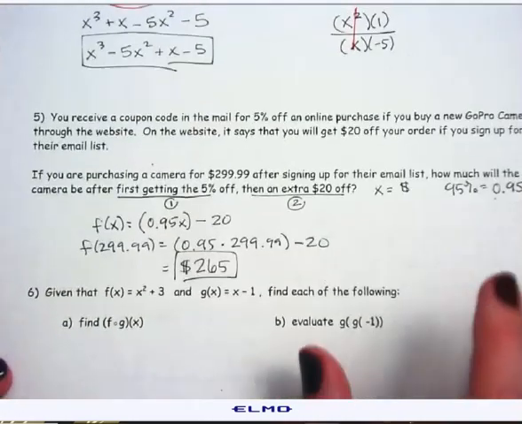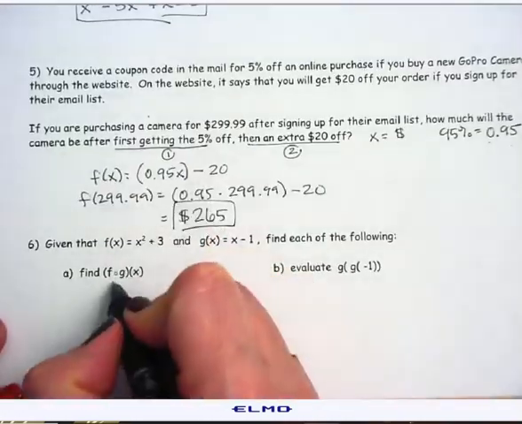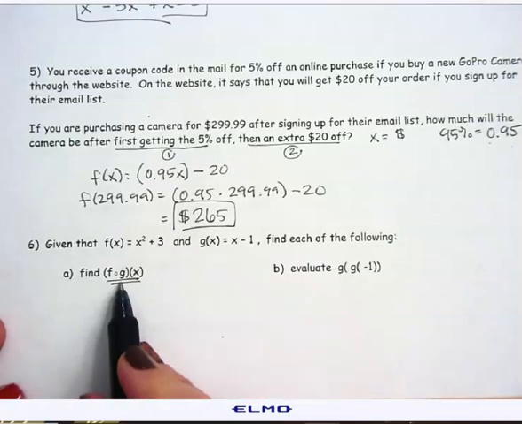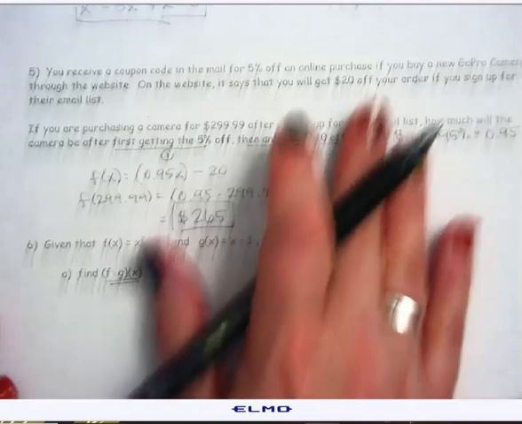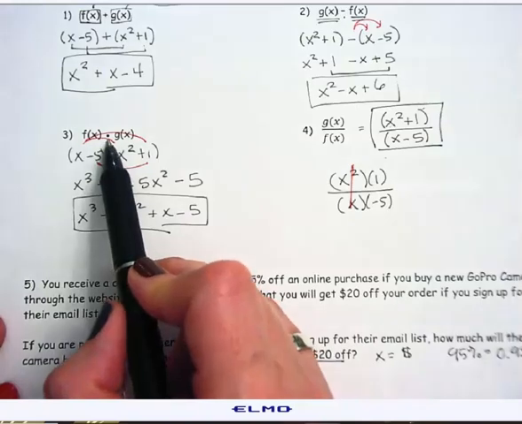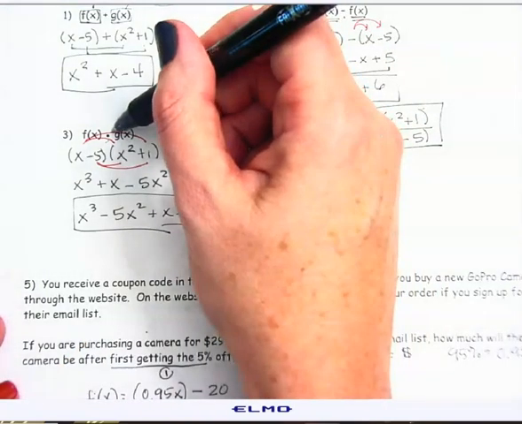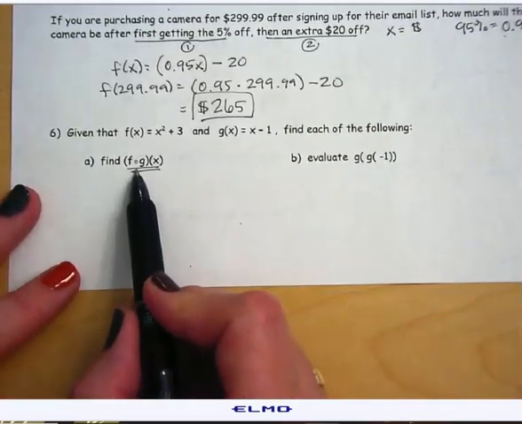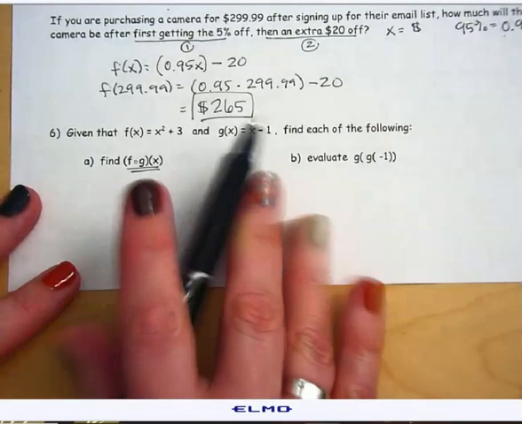This next section is for composition of functions, and I want to take a second to talk about the difference between this notation with the open circle and this notation with the closed. A closed circle means you're multiplying. An open circle means you're plugging one function into another function.